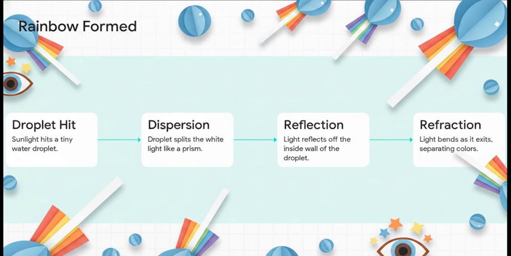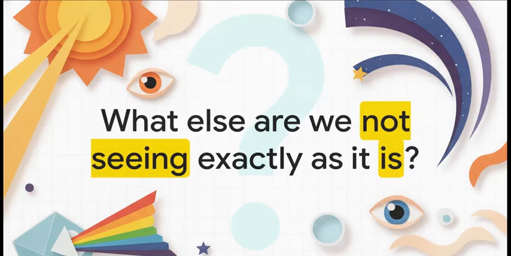First, sunlight hits a droplet. Second, we get dispersion. The droplet splits that white light wide open. Third, those newly separated colors experience total internal reflection, bouncing right off the inside back wall of the water drop. Finally, refraction takes over, bending the light one more time as it exits and shooting that glorious separated spectrum straight into our eyes. It's absolutely breathtaking when you break down the actual mechanics of it, isn't it?